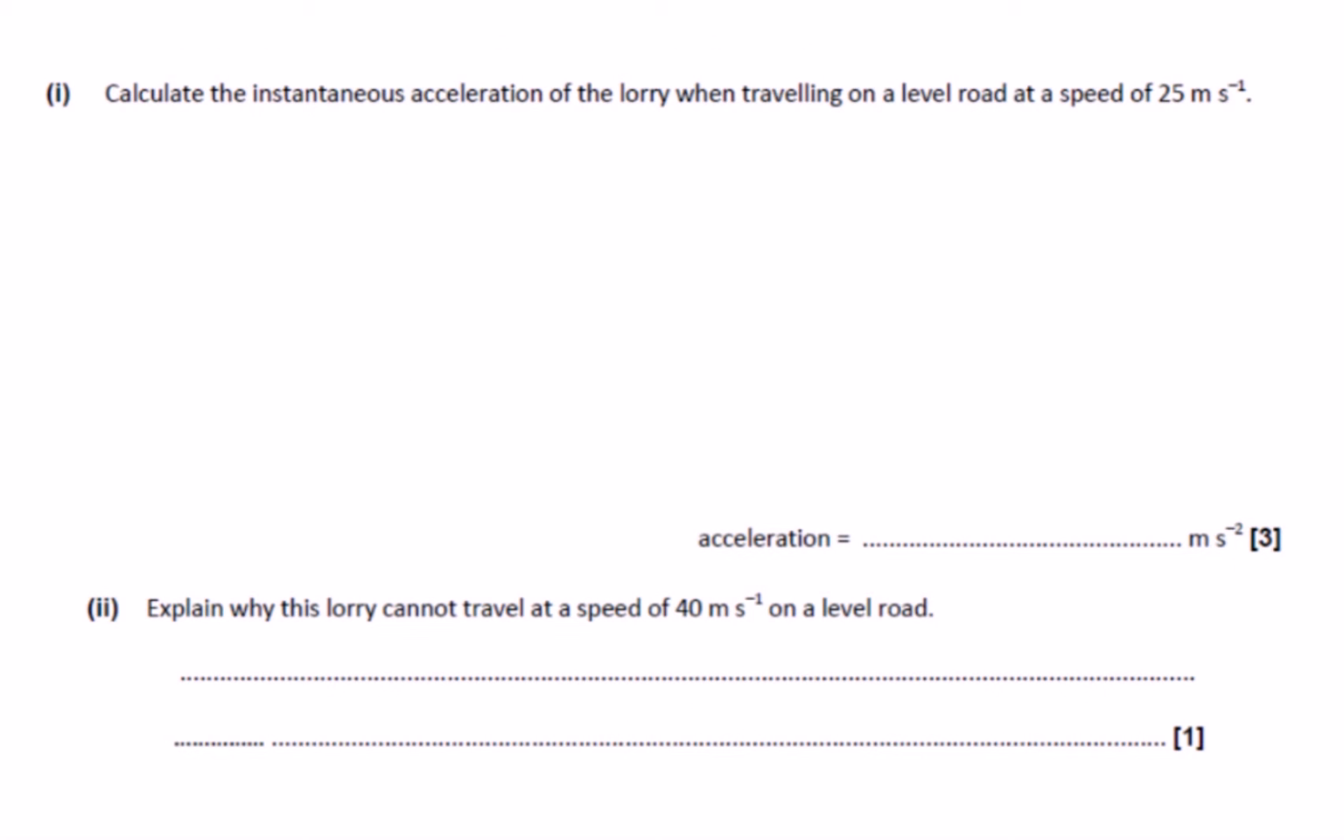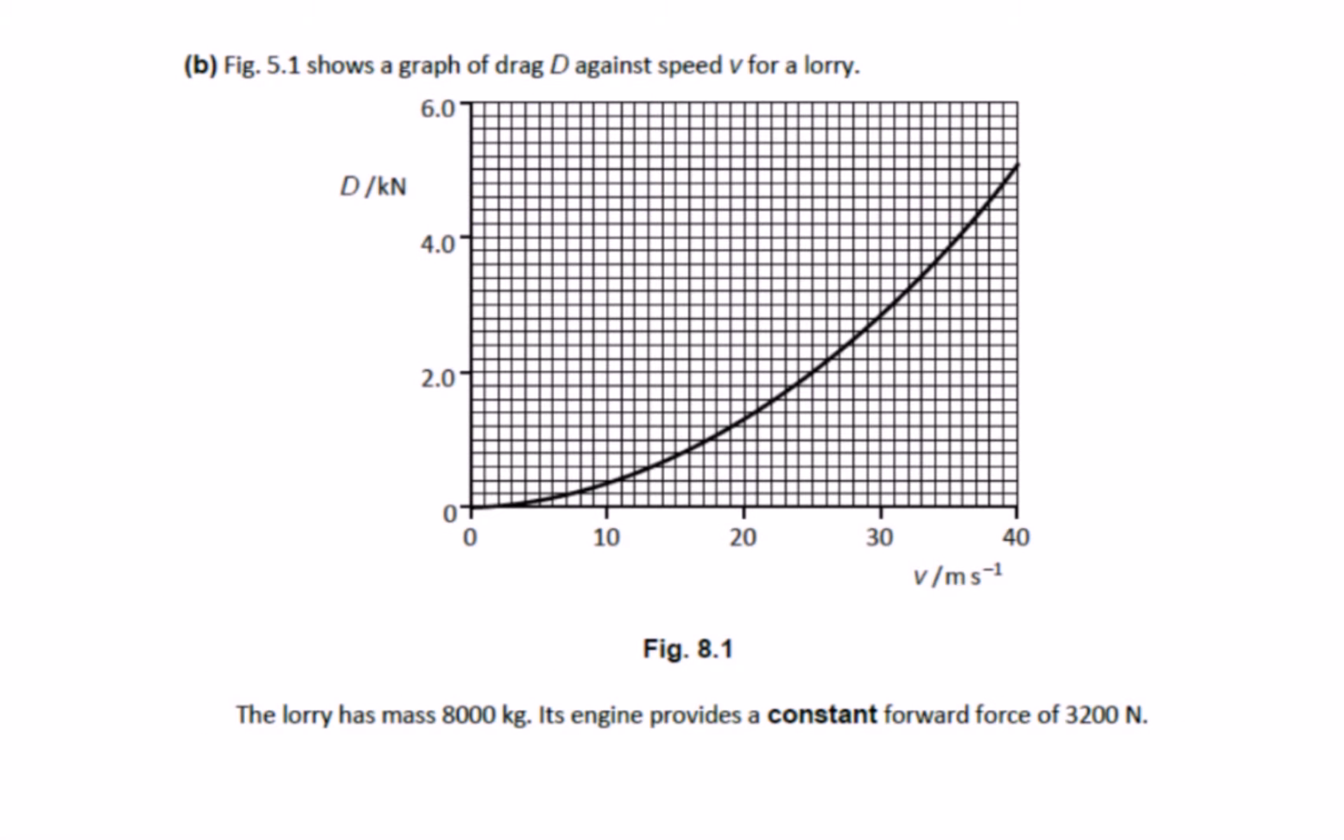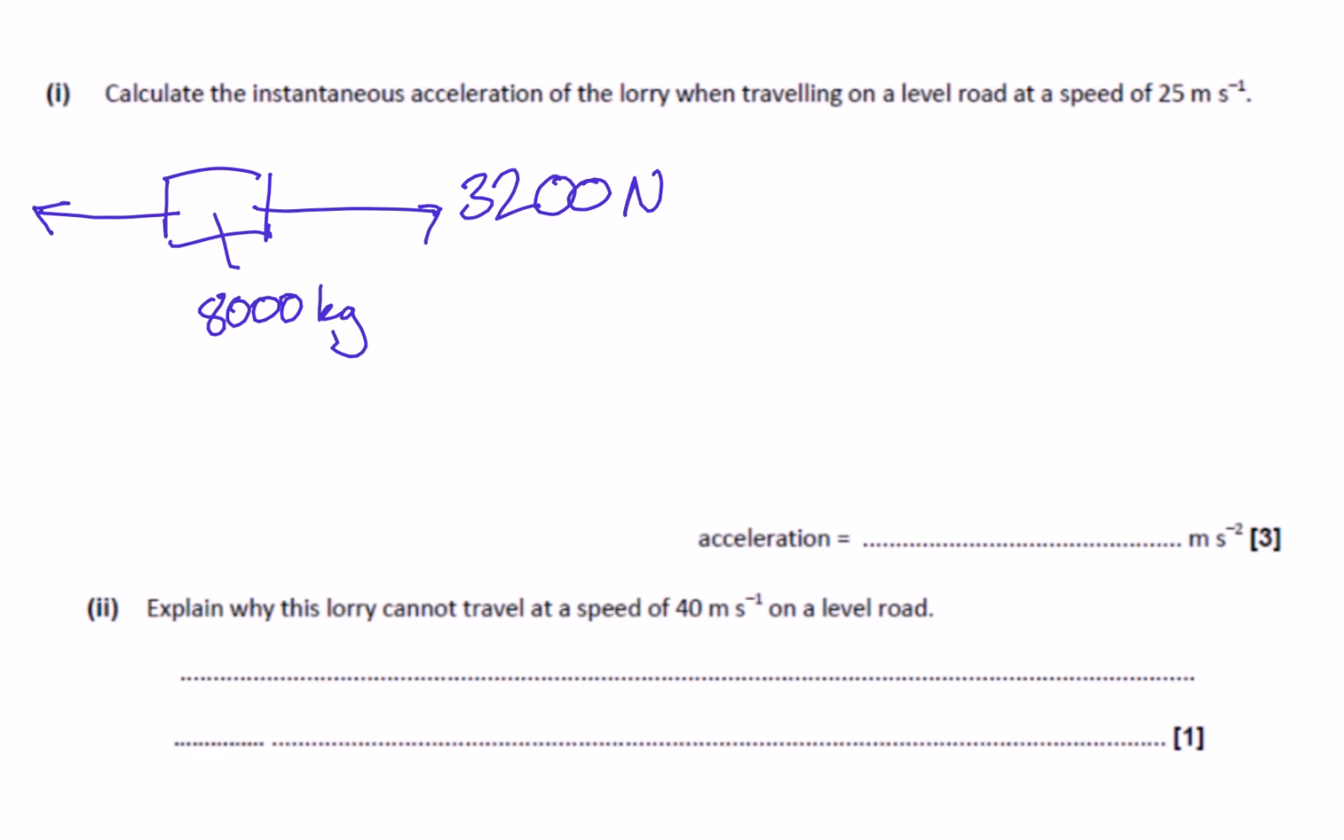Okay, we've got to calculate the instantaneous acceleration of the lorry when travelling on level road at 25 meters per second. So if we just do a quick little free body diagram, we've got 8,000 kilograms. We've got the driving force of 3,200 newtons, and we've got a drag force pushing it back, and we need to have a look at the graph to work out what that drag force will be at 25 meters per second. So 25 meters per second is coming up here, and coming along I'd read that as 2 kilonewtons.